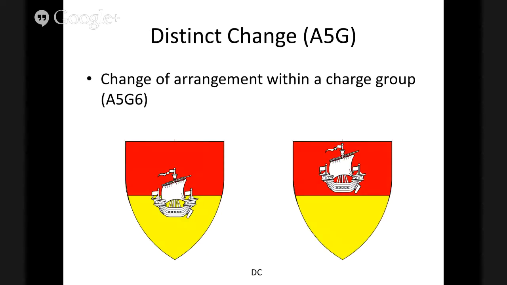All right. So this is that change of position. Somebody blazon the left one.